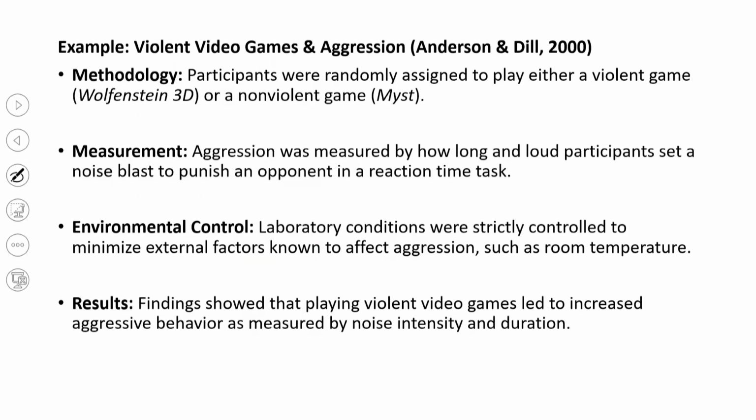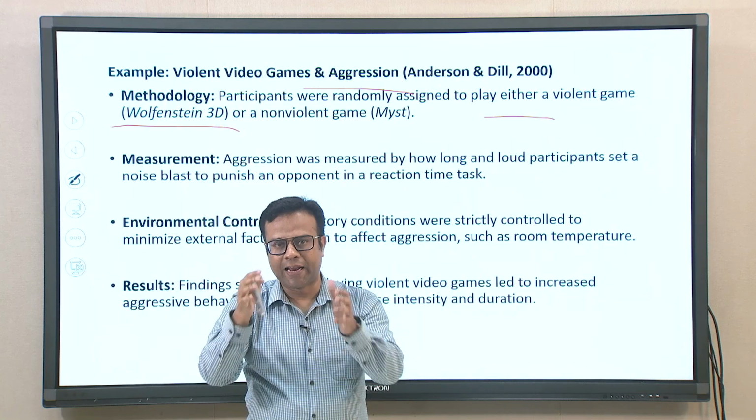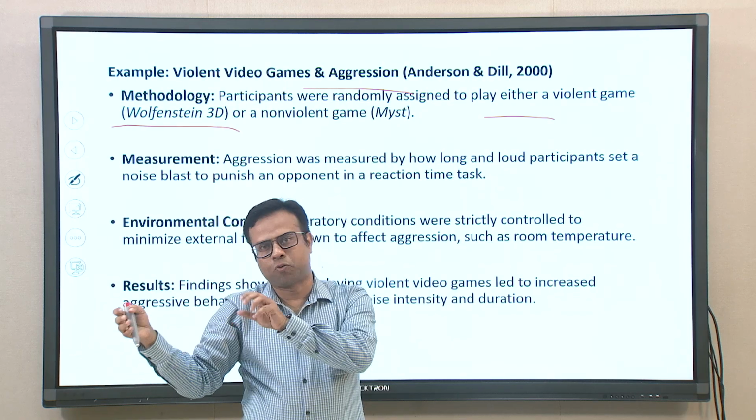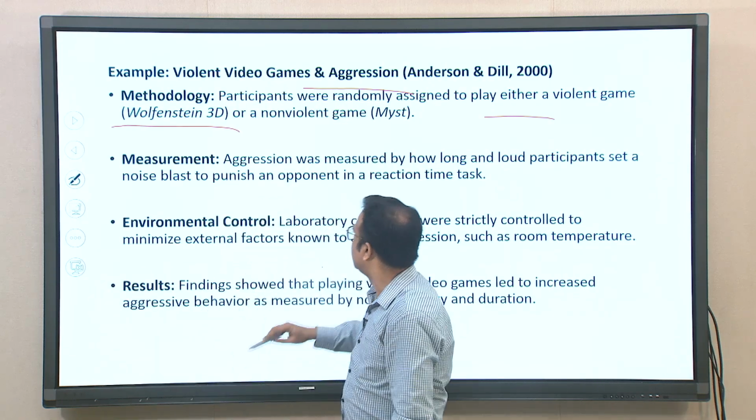Just to give you an example of a typical experiment, violent video games and aggression: one experiment was done where participants were randomly assigned to play either violent video games. So, this is the experimental group where certain conditions were implemented. Here, participants could play violent video games, and another group played non-violent games, normal games.